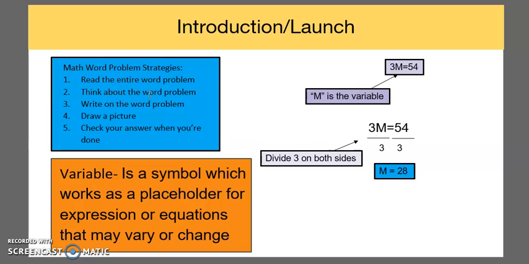Also, thinking about what are some key information that would be valuable in developing a plan in order to solve the problem straight away. The third is write on the word problem. So this means when understanding what the word problem is about, annotating, underlining, and circling key important information that's going to be very crucial for them to understand what to do.